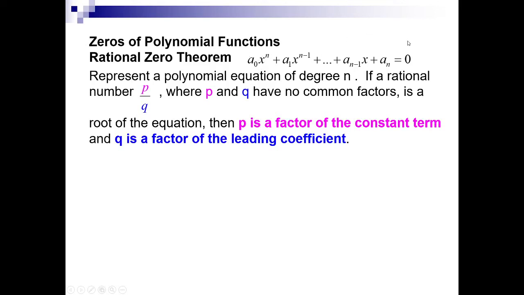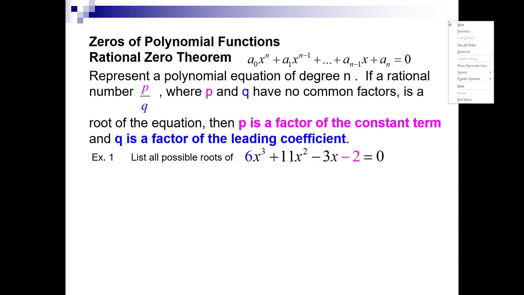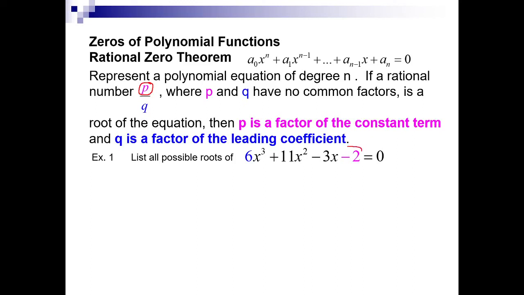So to further explain that, let's have an example. Example number 1. Let us list all possible roots of 6x cubed plus 11x squared minus 3x minus 2. So our p here, the numerator, we will get from the factors of the constant term.